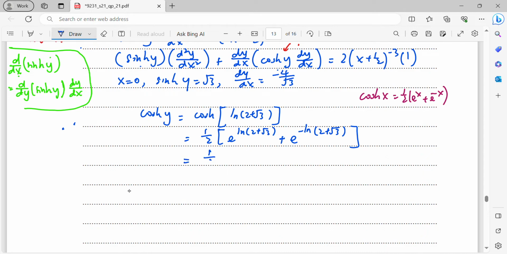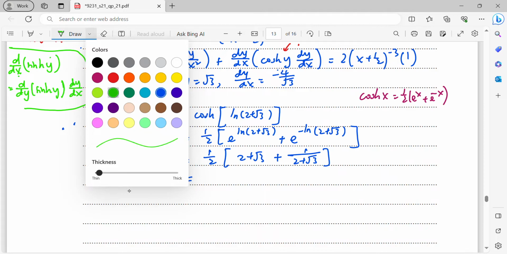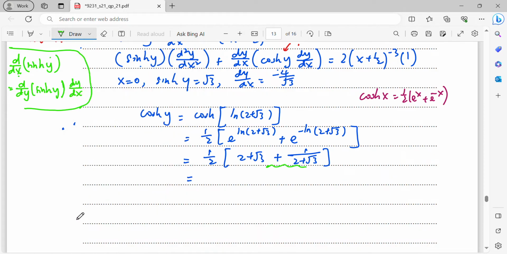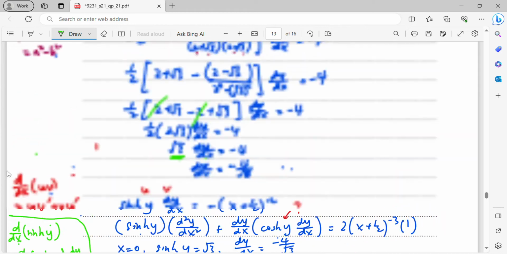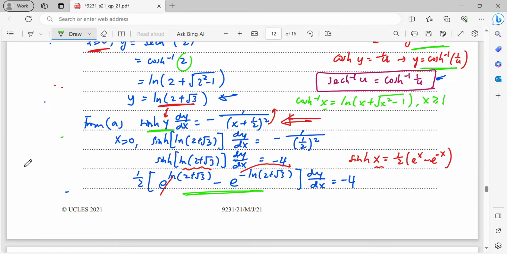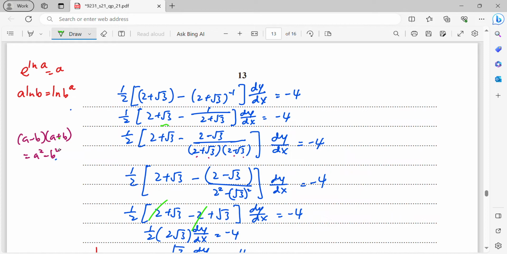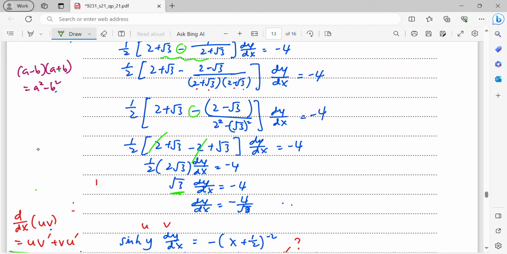Now here becomes half of (2 plus square root 3) plus 1 over (2 plus square root 3). Okay, and then for all this, the difference now is the plus when you compare to this expression. Just now was minus. So what I need to do is I will just change this minus to plus. I just change to plus, and then when I change to plus, this one will be plus, this one will be minus.